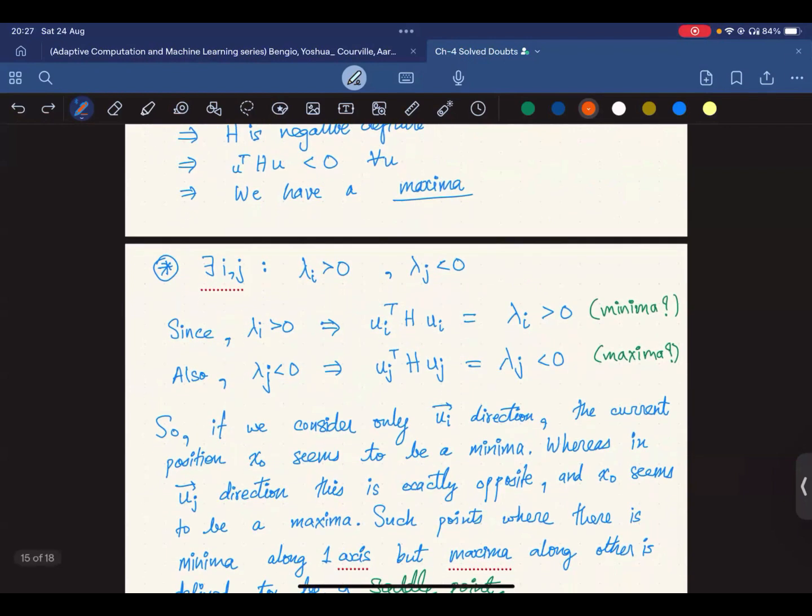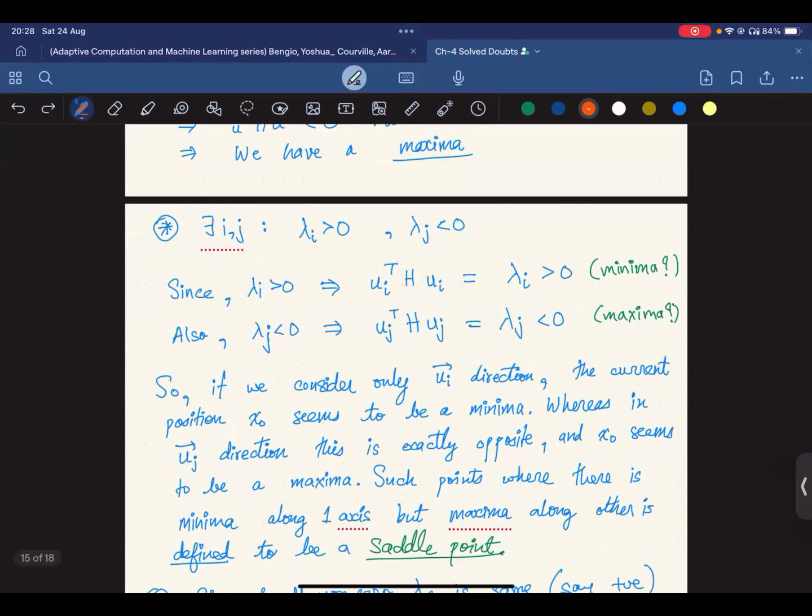Now if we have one eigenvalue of the Hessian matrix which is positive and one which is negative, then for the direction corresponding to the positive eigenvalue, you would have second order directional derivative greater than 0, because for eigenvectors this comes out to be the eigenvalue, and the eigenvalue is greater than 0. So in that particular direction we would have a minima. Similarly, in the j direction we would have maxima. So in some direction we have minima, in some other direction we have maxima. So that is the definition of saddle point. So this is the case of saddle point.